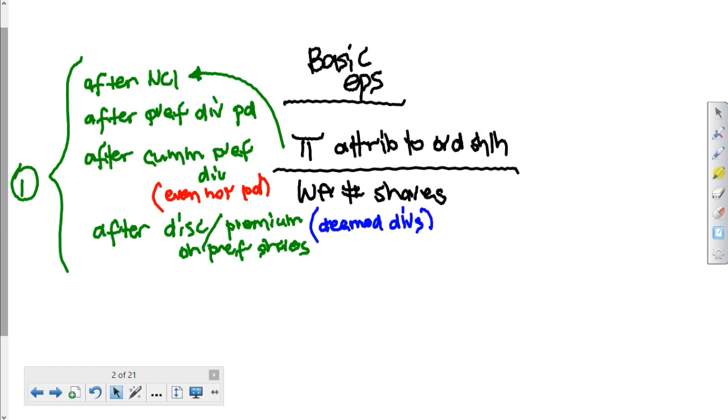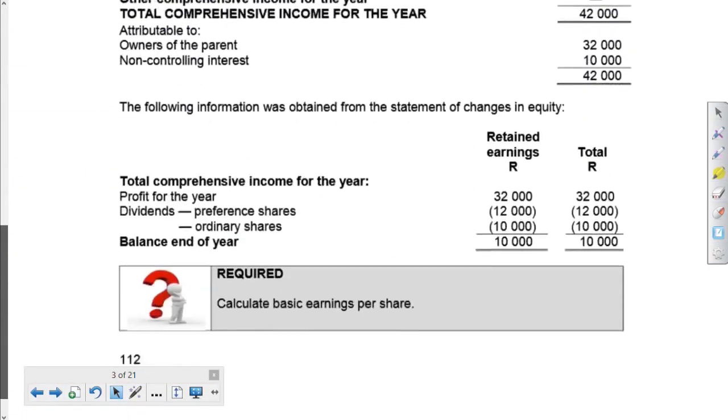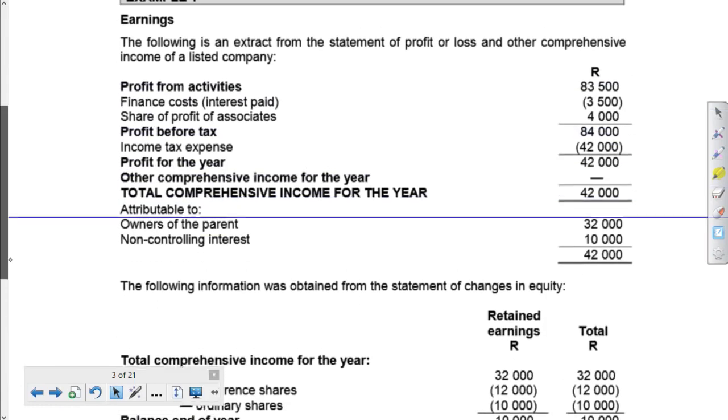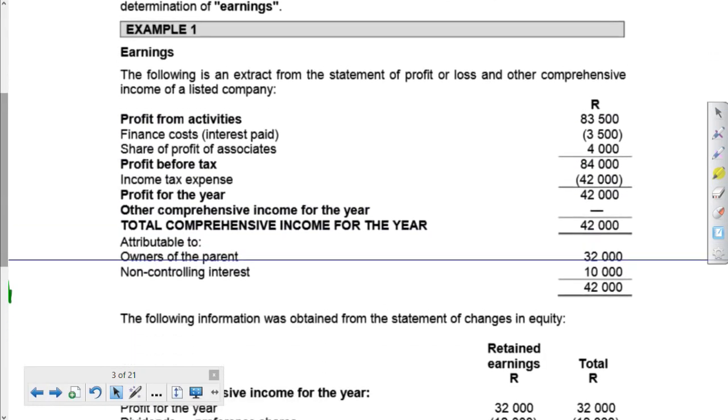All right. In your study guides, it is example 1. I've got last year's study guide. It was on page 112. Should be more or less there. What? 112? 114.